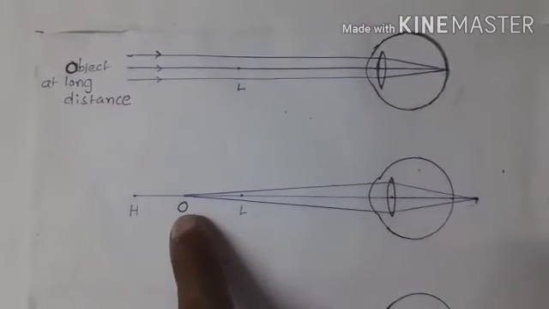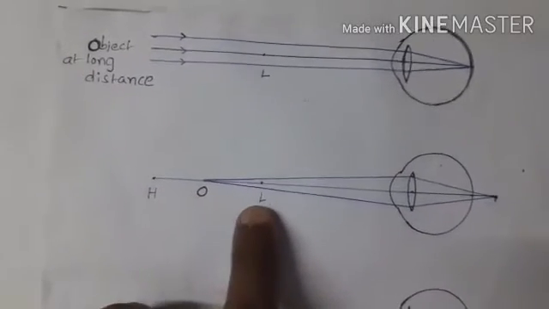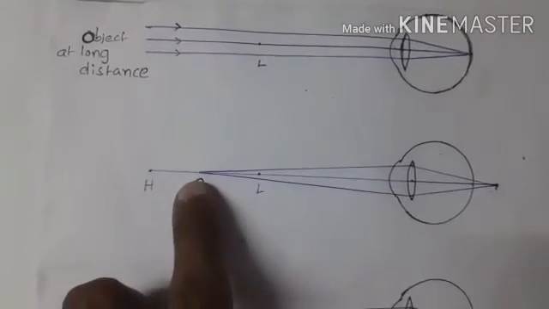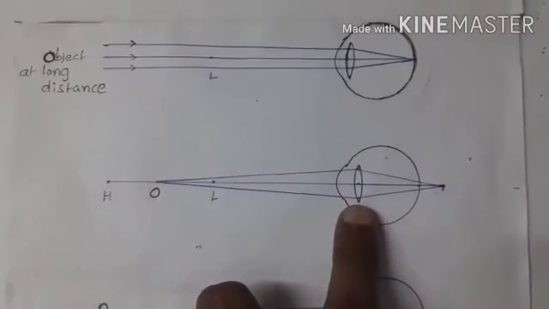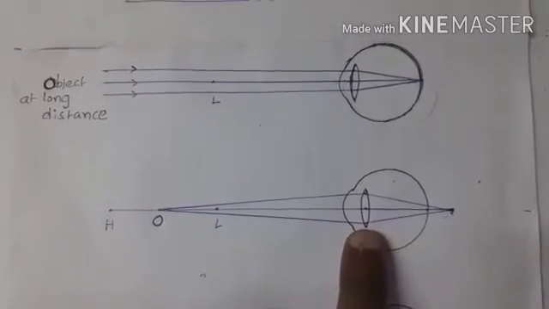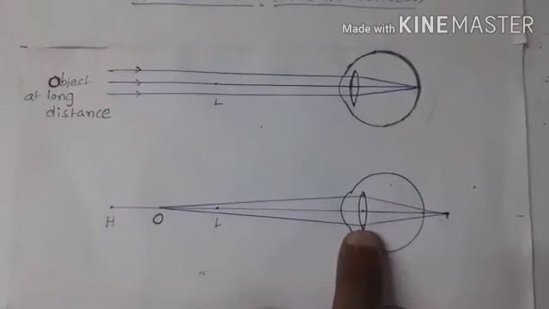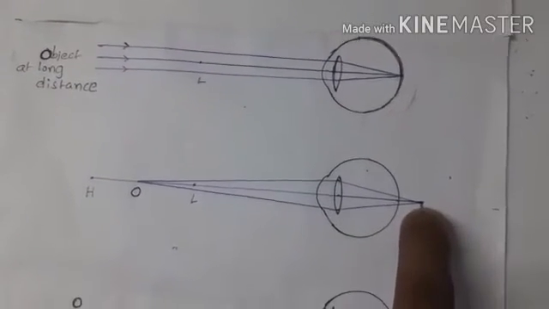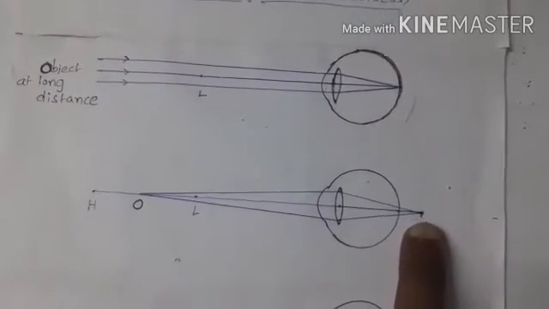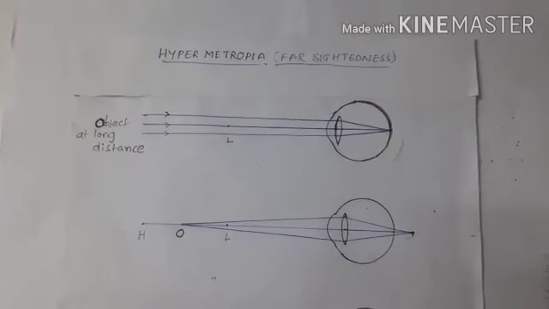Here the object is at least distance vision, that is near the L. To get the image, the lens should change its focal length from 2.5 to 2.27 centimeters, but it's unable to change its focal length. So the image forms here. So we can't see the object clearly. This defect is called hypermetropia.